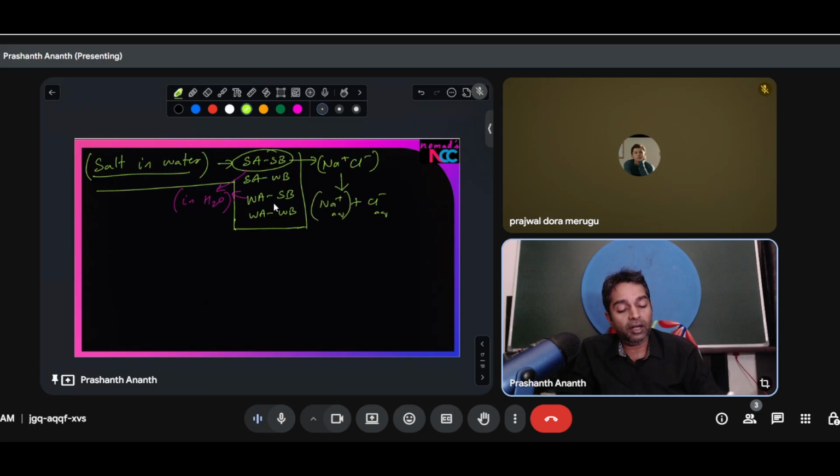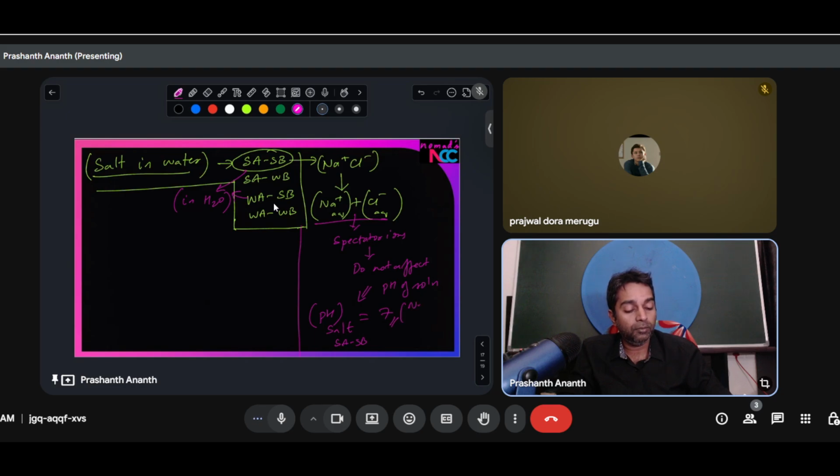Both of these are going to be spectator ions, meaning they do not affect the pH of the solution. Meaning the pH of a salt of strong acid, strong base will straight away be equal to 7. It is going to be the same as the neutral pH of water. This is going to be the case when it's a salt of strong acid, strong base.